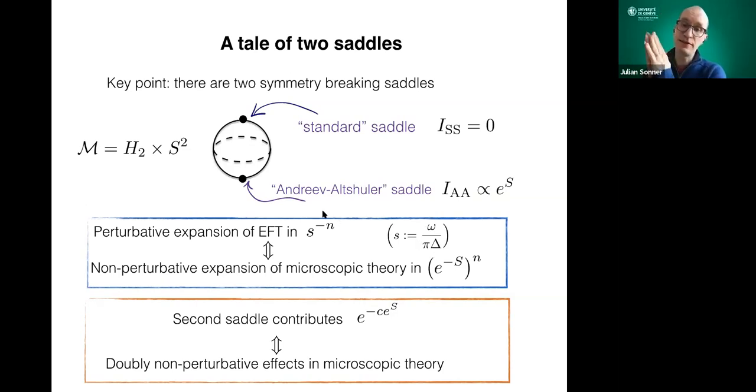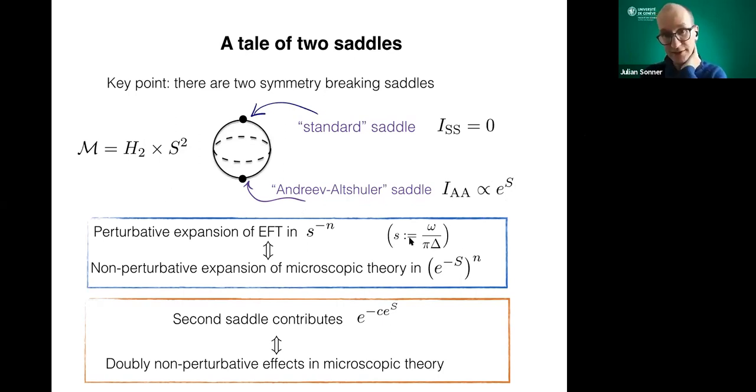Now if I have a Hilbert space which has approximately e to the entropy number of states, then the mean difference between two states will be 1 over the number of states. So it will be e to the minus entropy. So the average spacing between two energy levels is non-perturbatively small in entropy.